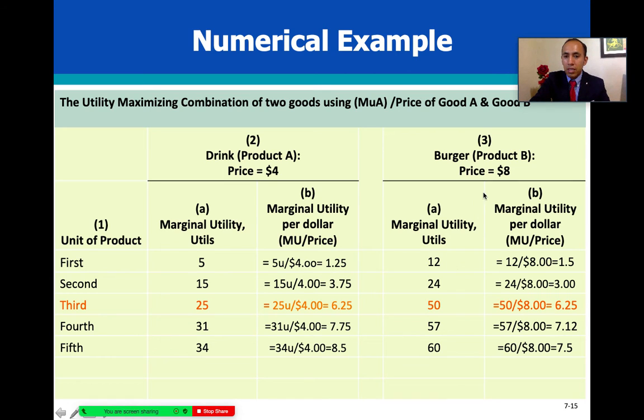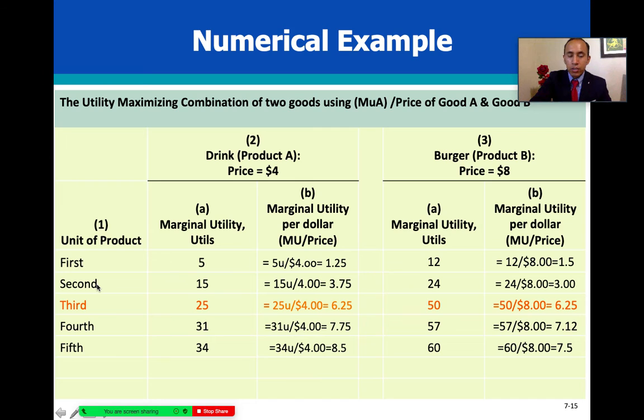For the burger, it gives you 12 marginal utilities of satisfaction. You take the marginal utility, 12, divided by the price, which is 8, and that will give you 1.5 units of satisfaction. Notice how 1.5 is not equal to 1.25. So we're not going to take the first combination, the first drink and the first burger. That's not going to give you the optimal fulfillment.